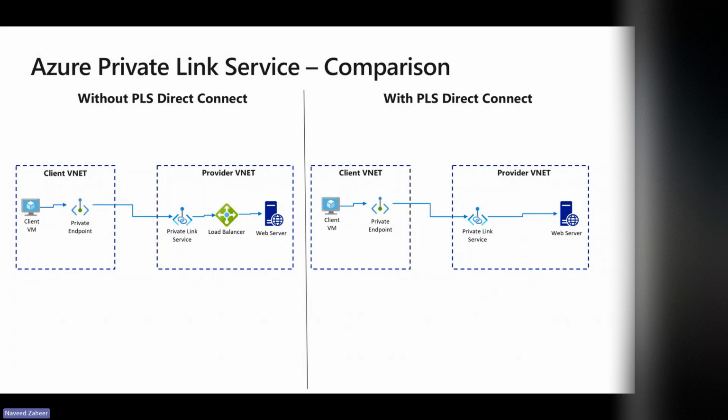So let's talk about the regular private link service, or how most people do it. Let's say you have a web application running on multiple VMs. You want to expose it over a private endpoint. What you do is create a load balancer, which is on the left hand side without PLS Direct Connect, and you create a private link service on top of it. Now you can create a private endpoint for that PLS and access it. That's the scenario without PLS Direct Connect.